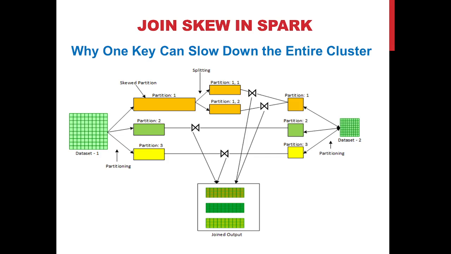Hello friends, this video is on Join Skew in Spark. We'll understand why one key can slow down the entire cluster. So let's get started. As we know, Spark is designed for massive parallelism. But sometimes one single key can slow down the entire cluster. Today, we'll understand why that happens and, more importantly, how to recognize it.